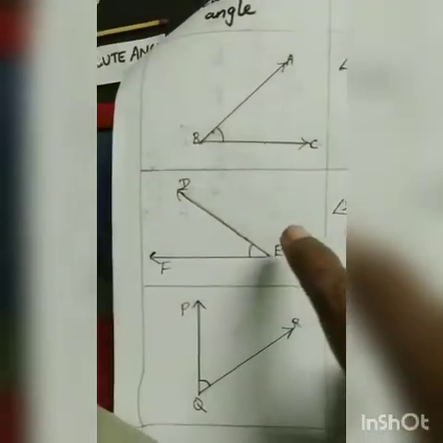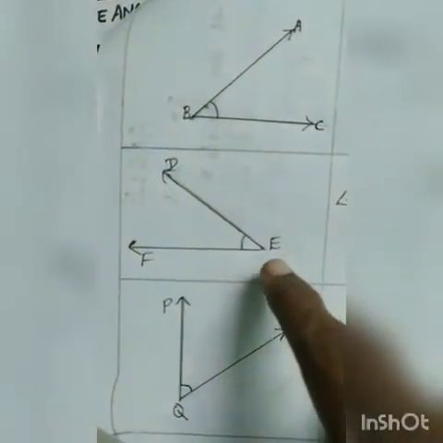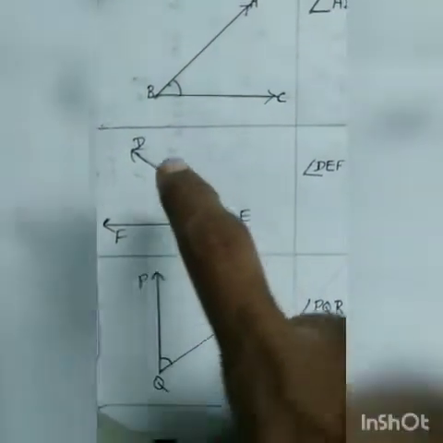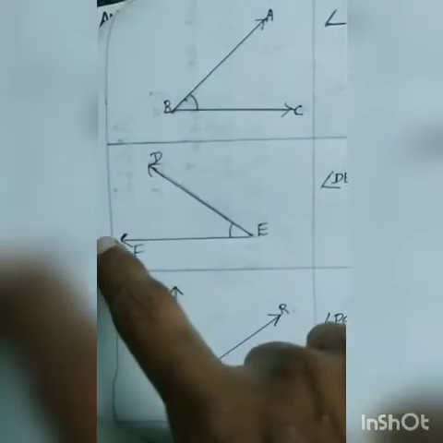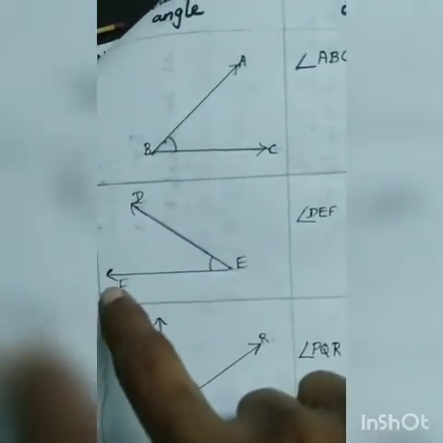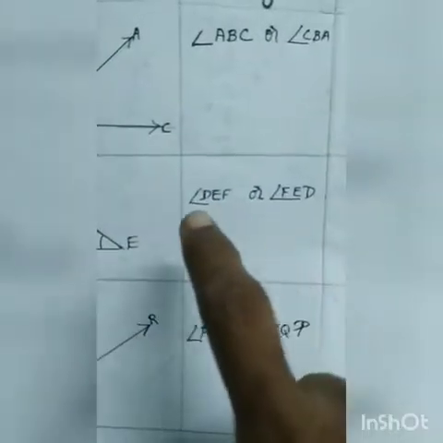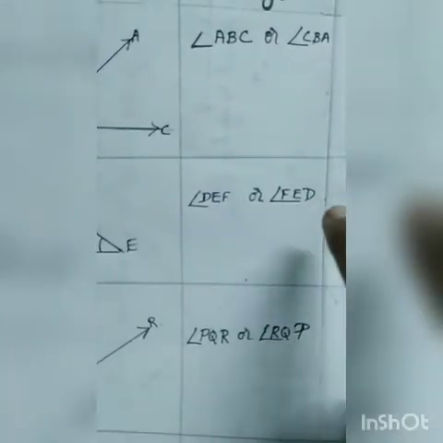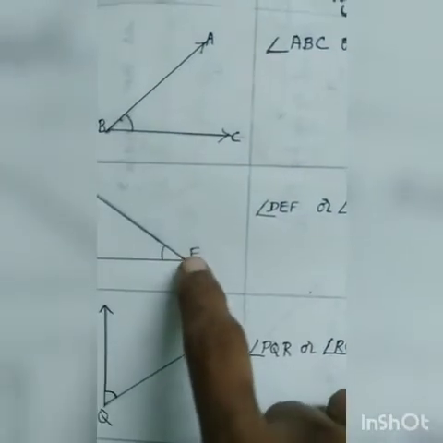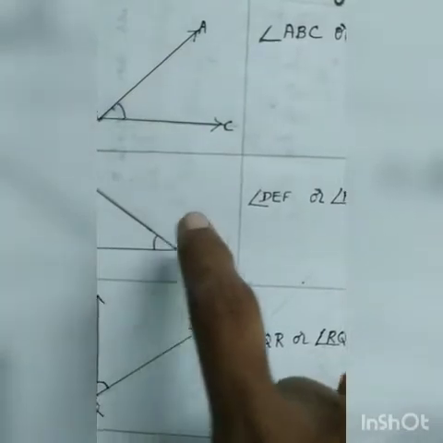Same way I have another angle for you to understand. Here see, DEF is an angle that is equal to FED. See there, DEF or FED. Okay, here E is the middle vertex there.